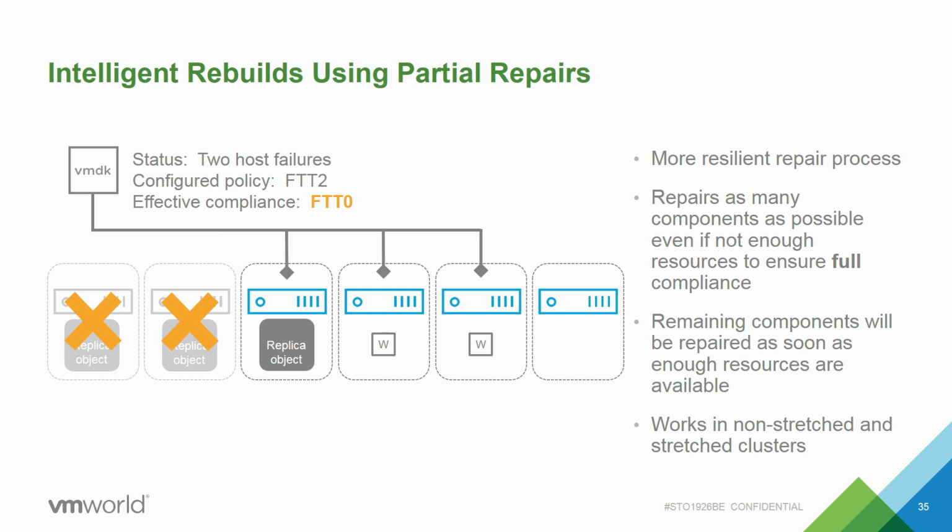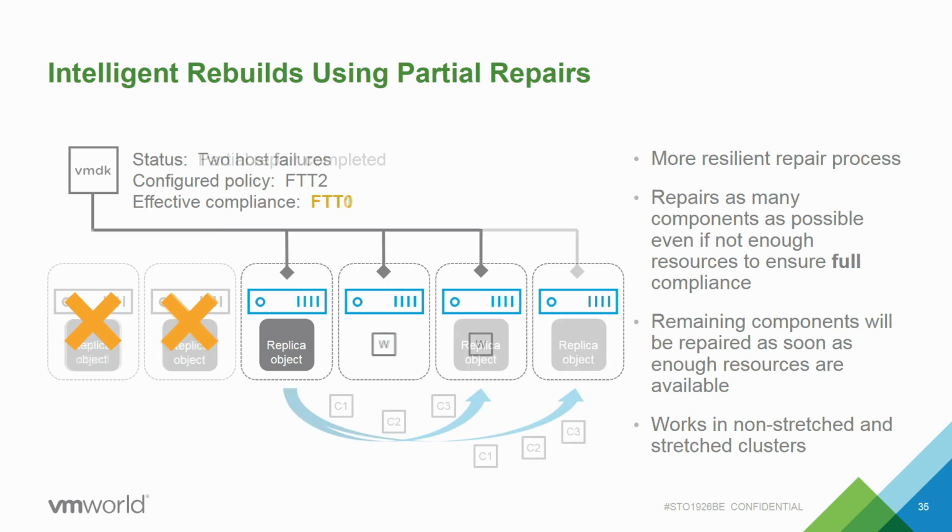Now, what we're going to do with this notion of a partial repair is rebuild or repair in an opportunistic fashion where we can, if it increases the actual effective compliance. So we were at an FTT of 0, and it saw that it could move up to an FTT level of 1, and so it did. And it's still going to wait. If there's a situation where another host becomes available, then it's going to complete that repair process.